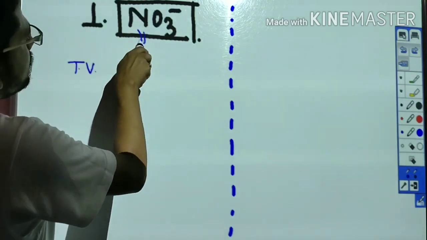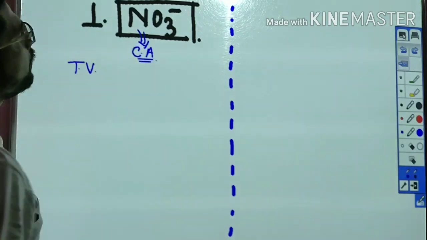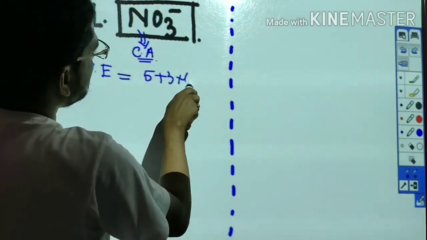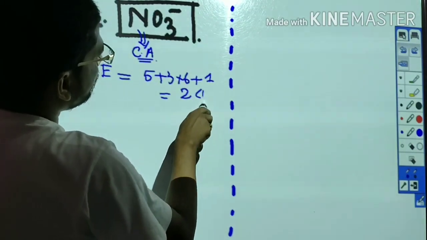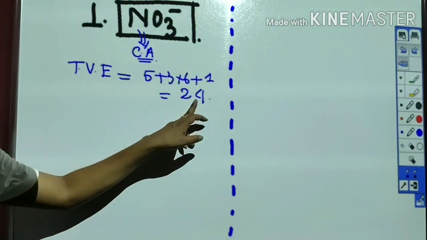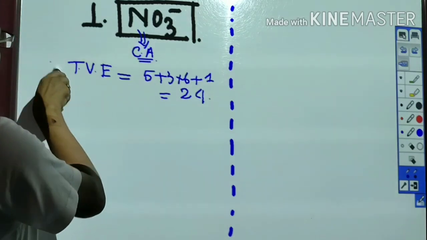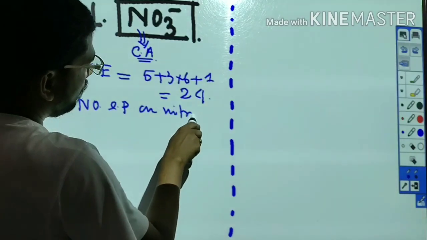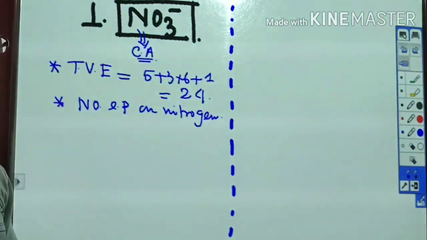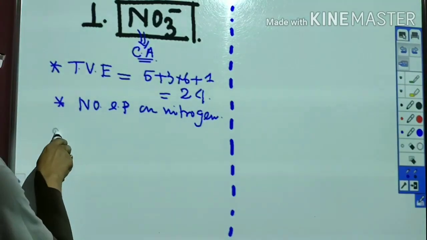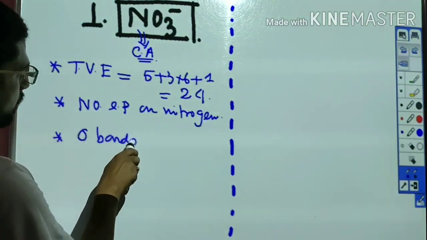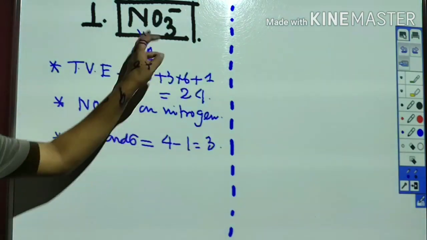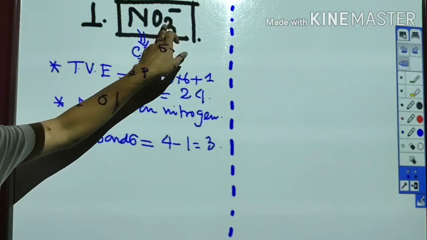See, the central atom will be nitrogen. There is no problem at all. Total valence electrons: 5 plus 3 multiplied by 6 plus 1, that will give you 24. This means it is a multiple of 8, so no lone pair of electrons on nitrogen. Done. Next, sigma bonds. Sigma bonds is equal to total number of atoms, 3 plus 1, 4, so 4 minus 1, that will give you 3 sigma bonds. This means the central atom will form 3 sigma bonds with these 3 oxygens.